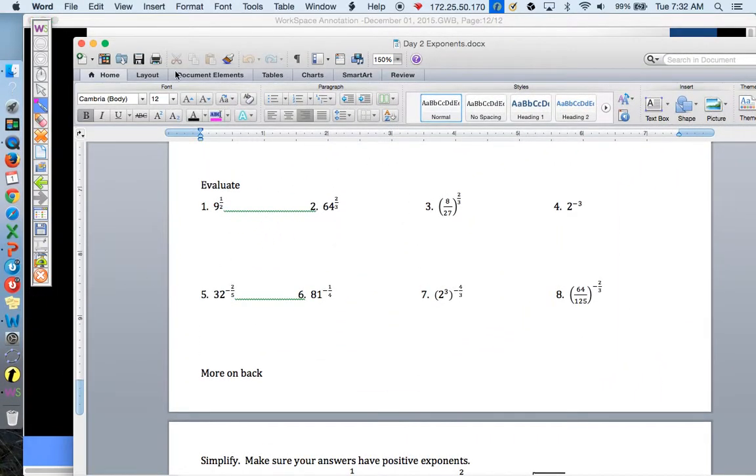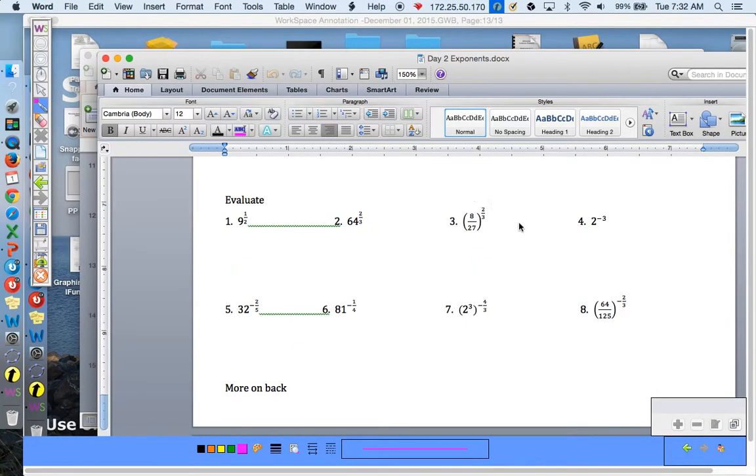And now we're going to just take a look at a couple from your assignment here. So let's take a look at number 3. If we distribute this, we got 8 to the 2/3, 27 to the 2/3. So that's the third root of 8 squared over the third root of 27 squared.